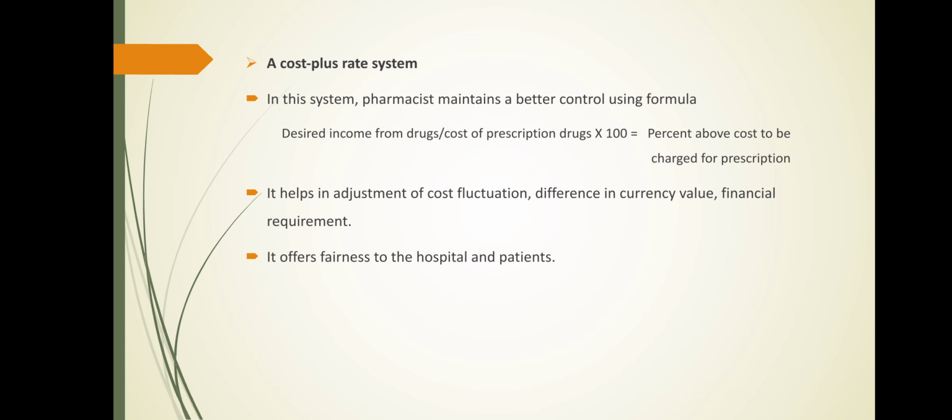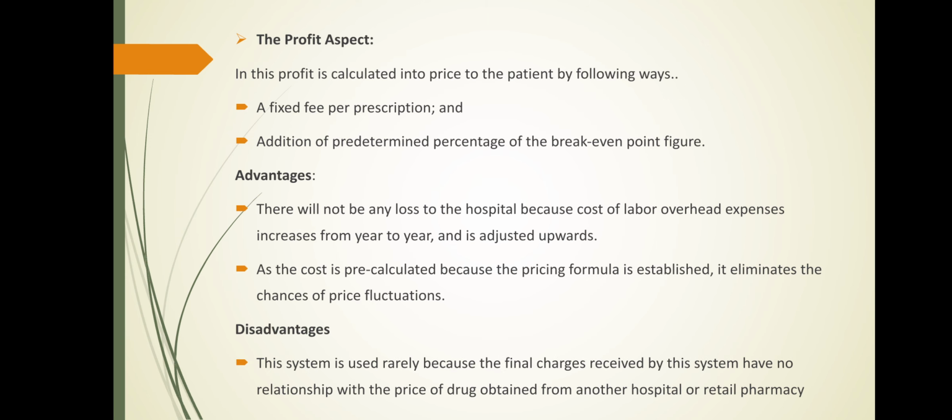So in the previous two methods we were going for indirect cost. In this system we will check direct cost. Next is the profit aspect. In this, profit will be calculated into the price to the patient in the following ways: a fixed fee per prescription, then an additional predetermined percentage for the break-even figure. With the help of these two methods, they will calculate the profit.